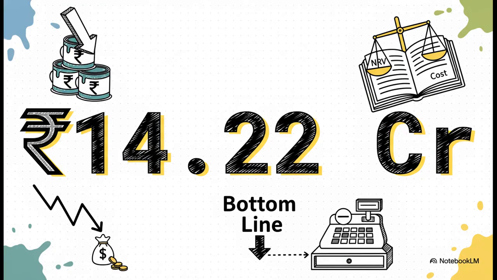And remember those write-downs we discussed? They have a real financial impact. In just 1 year, Asian Paints had to recognize an expense of over 14 crore rupees. Why? Because the net realizable value of some of their stock fell below its cost. That's the golden rule directly hitting their bottom line.